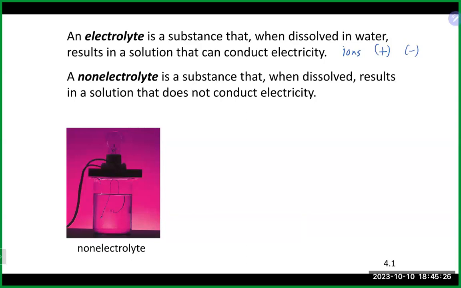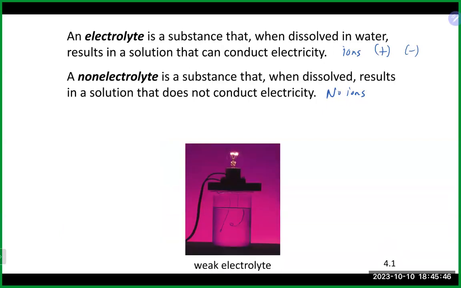Non-electrolytes are substances that will dissolve, but will not produce any ions. So no ions. And because of the lack of ions, they do not conduct electricity really well. As you can see here, that is a light bulb with some electrodes in a non-electrolyte. Light bulb's off, does not conduct electricity.